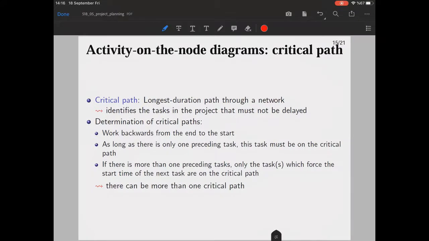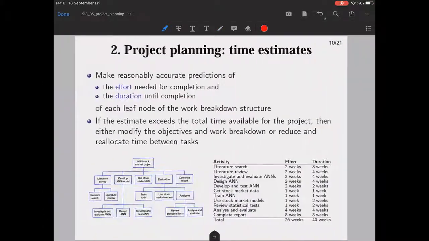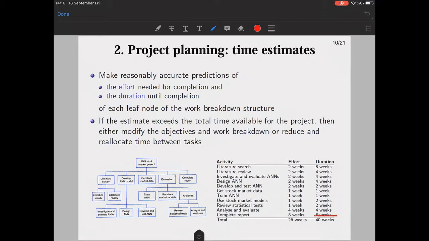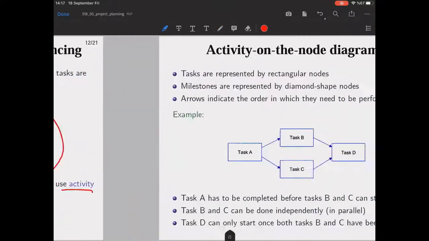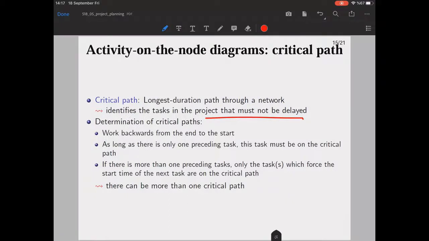The critical path is important. It is the longest duration path through this network. It identifies the tasks in the project that must not be delayed. There is no tolerance. Any delay on this path means that your project will get delayed as well. Suppose that your project will end in 40 weeks, but you have a 2-week delay in your critical path, it means that your project will finish in at least 42 weeks. It will have a direct, immediate effect on your output. So the critical path is important.